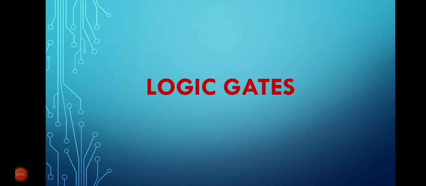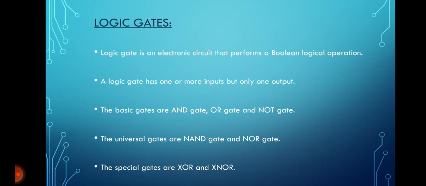Today we will see the next chapter of digital electronics, which is logic gates. So what are logic gates? A logic gate is an electronic circuit that performs a Boolean logical operation. Logic gates are the basic building blocks of any digital system. It is an electronic circuit having one or more inputs and only one output. The relationship between the input and the output is based on a certain logic.